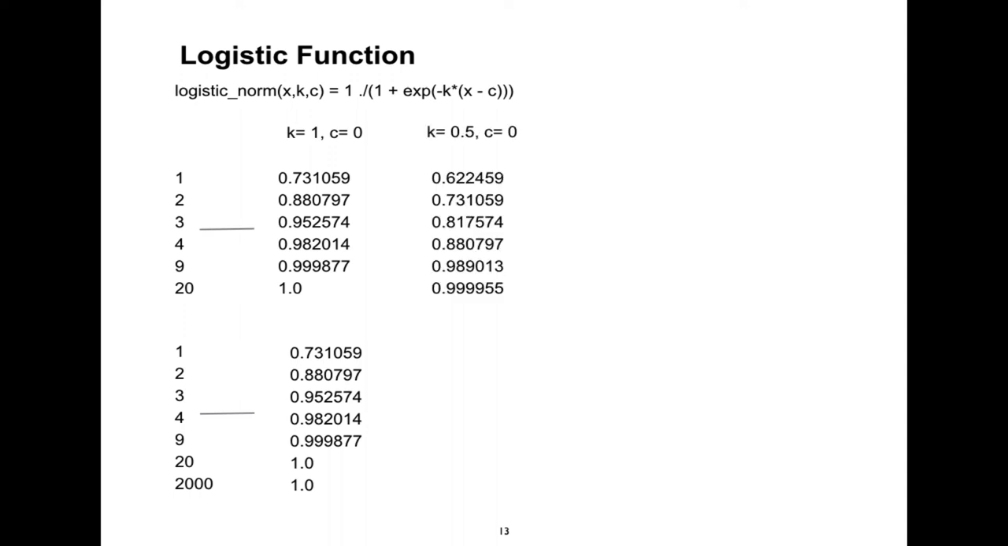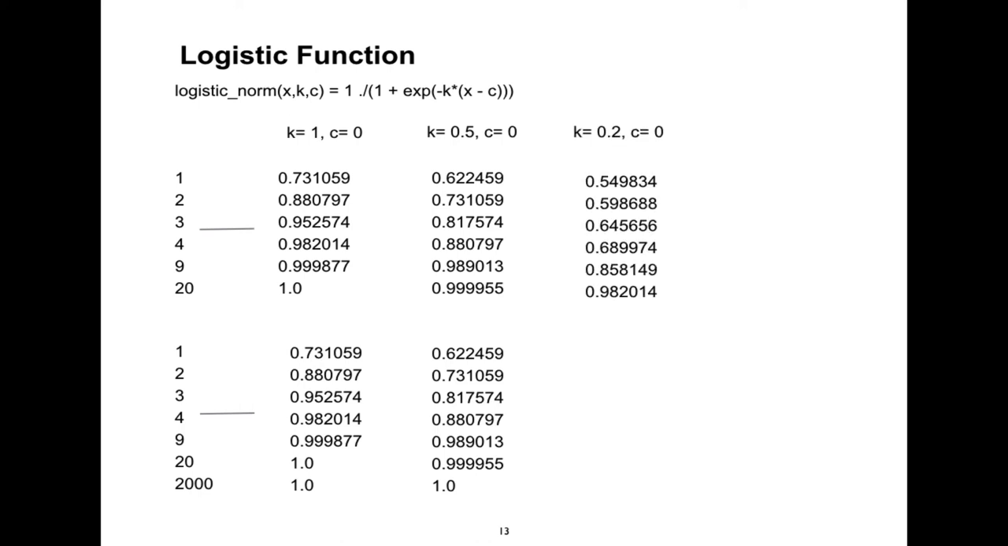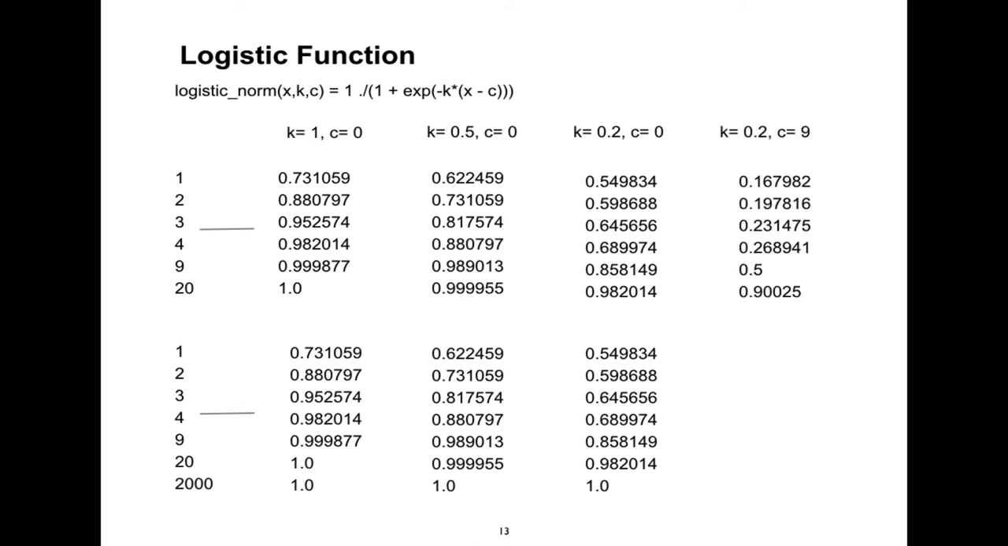Now, since we have these two parameters, we can start playing with them to figure out how far we want that middle range to extend. As k gets larger, we're getting more and more of that middle range. So we can play with this parameter to figure out what range, how sensitive we want to be at various spots.